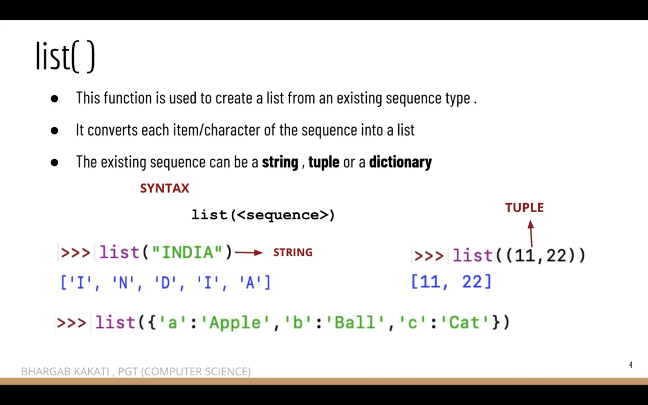I can even take a dictionary, as in this example. Here the dictionary has key-value pairs. A, B and C are the keys; apple, ball and cat are the values. Now the list function will convert only the keys into a list, not the values. Remember this: only the keys of the dictionary will be converted into a list. The dictionary is dealt with in detail separately in a different chapter known as dictionary.